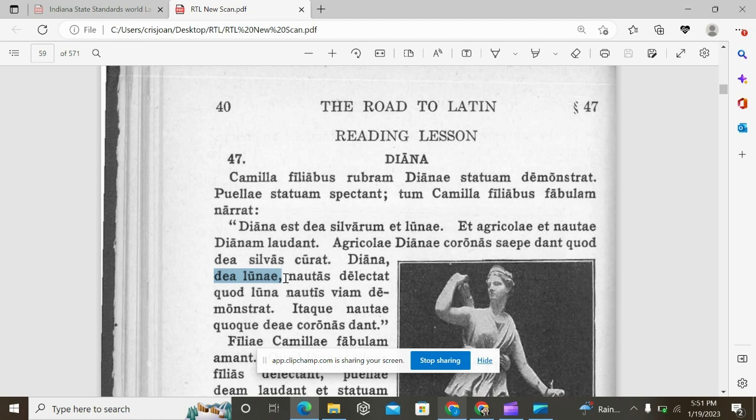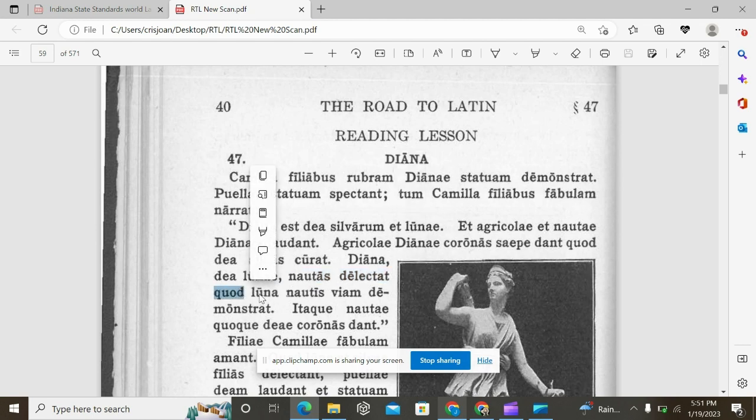What do we do with dea lunae? The editor of the text helps us by setting it off with commas. We have a comma after Diana and a comma after that phrase dea lunae, which tells us that it's kind of parenthetical. What we have here is called apposition. Dea is also nominative. Dea, goddess, is restating the doer of the action, Diana. So Diana, goddess of the moon, is just restating who Diana is. So Diana, goddess of the moon, makes the sailors happy.